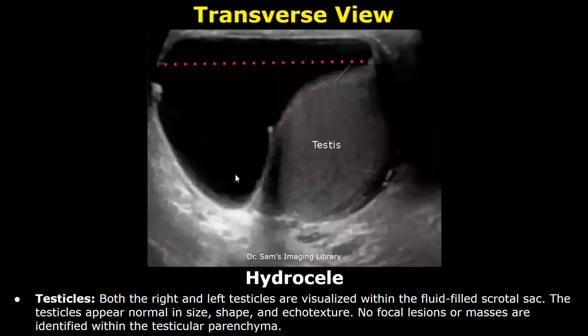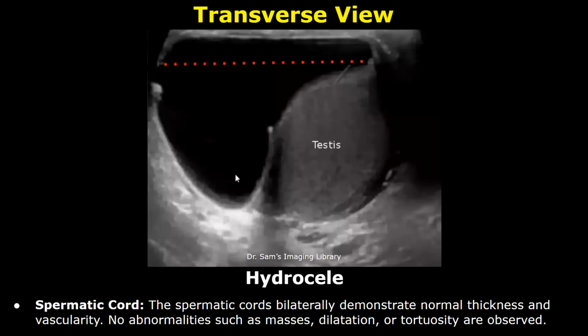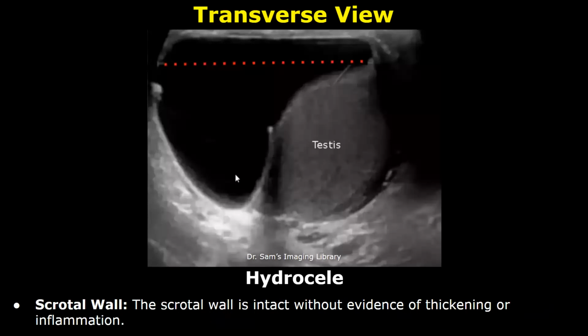After that, you can write the appearances of the testicles. They were both normal in size, shape, and echotexture. The epididymides were also normal in size and echogenicity. Both the spermatic cords demonstrate normal thickness and vascularity. There were no abnormalities noted. The scrotal wall is intact without evidence of thickening or inflammation.